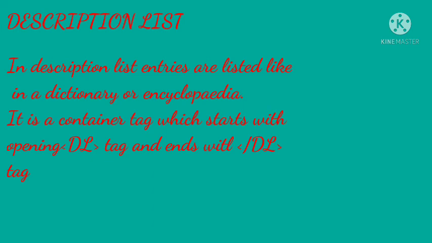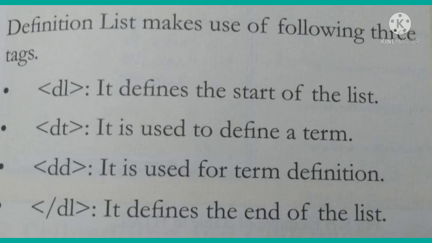The tags used in a definition list are: first one DL, it defines the start of the list. Second one DT, it is used to define a term. Third one is DD tag, it is used for the term definition. And the closing DL tag defines the end of the list.